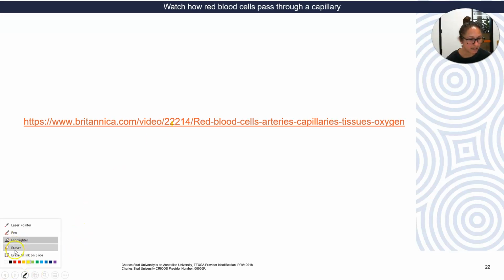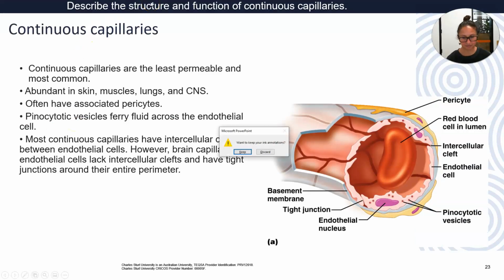Let's get my pointer back. Oh, why doesn't that work? I don't know why that doesn't work. Just get rid of that.